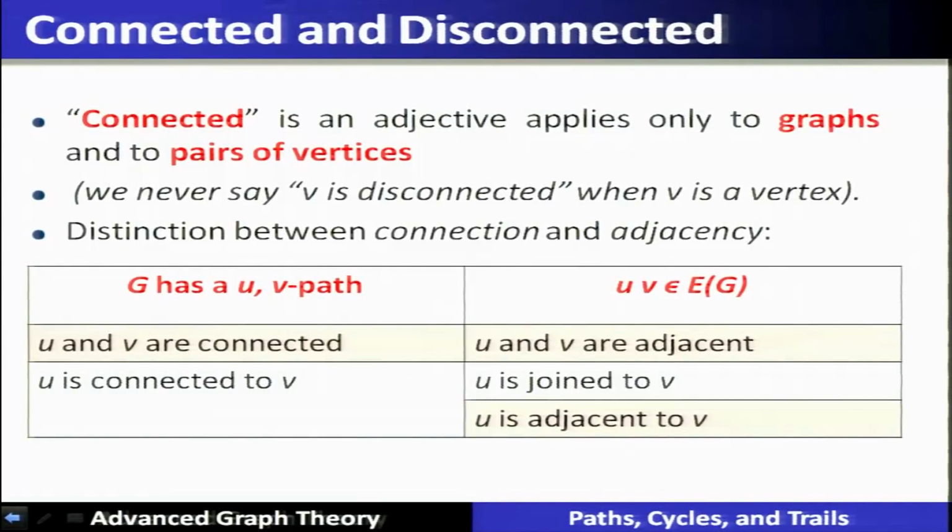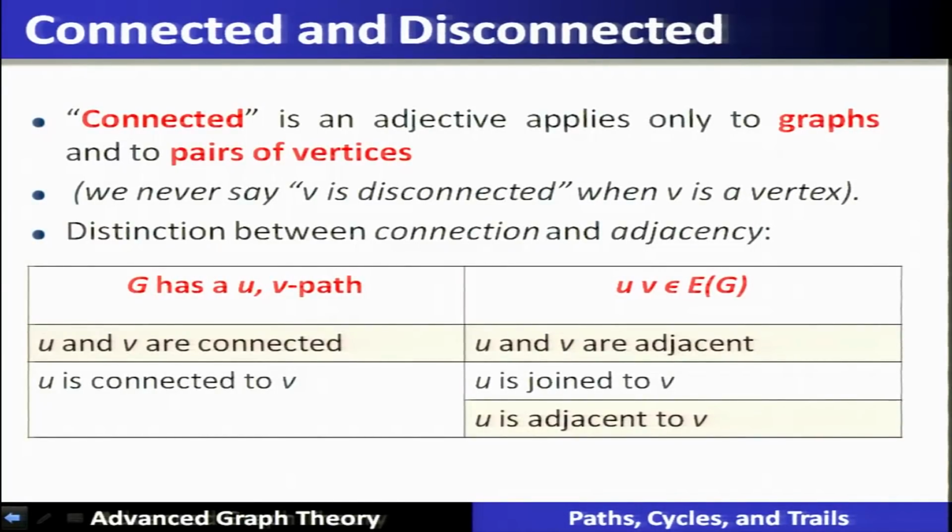This word connected is an adjective which is applied to graphs and also to pairs of vertices. We never say that a single vertex V is disconnected. So, if it is a graph, then it is called a connected graph. If it is a pair, then we have to see. So, there is a distinction between connection and adjacency.